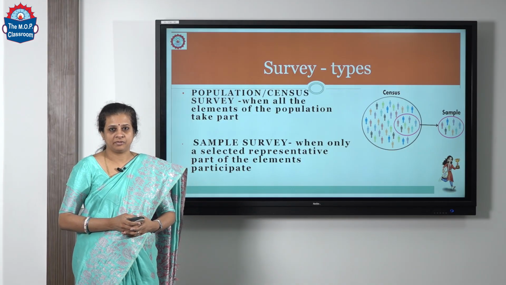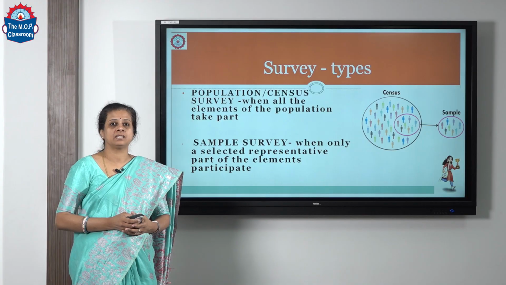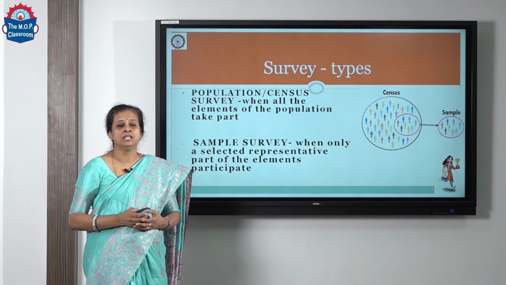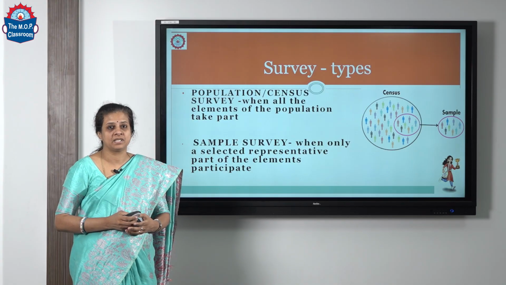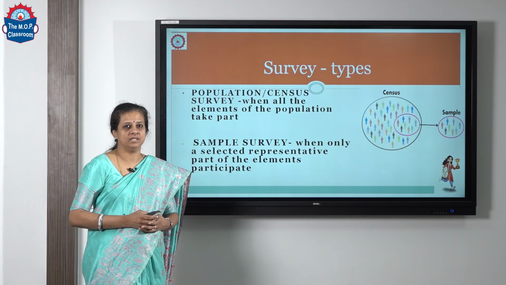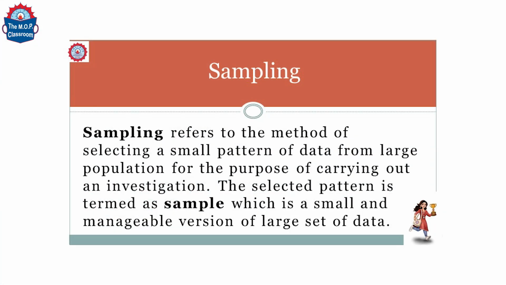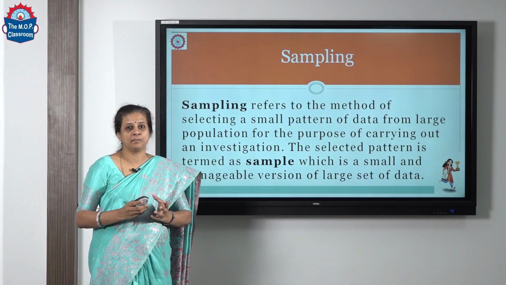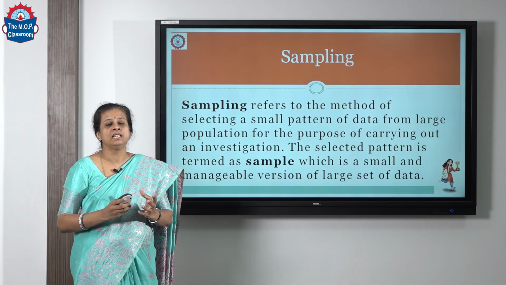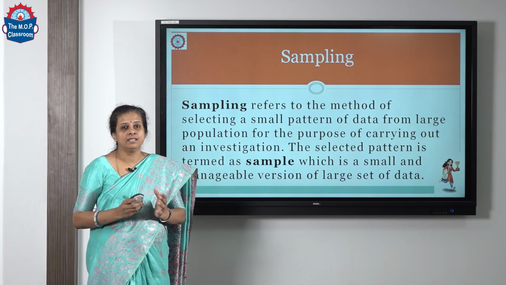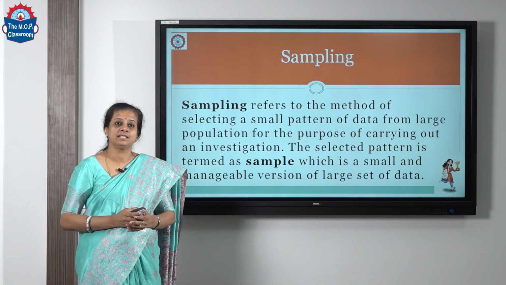Due to paucity of time or the bigger size of the population, researchers may resort to a smaller, representative group, and conduct what is called a sample survey. Now what is sampling? Sampling refers to the method of collecting a small pattern of data as a representative group from the entire population for the purpose of investigation, and this small pattern is called the sample.